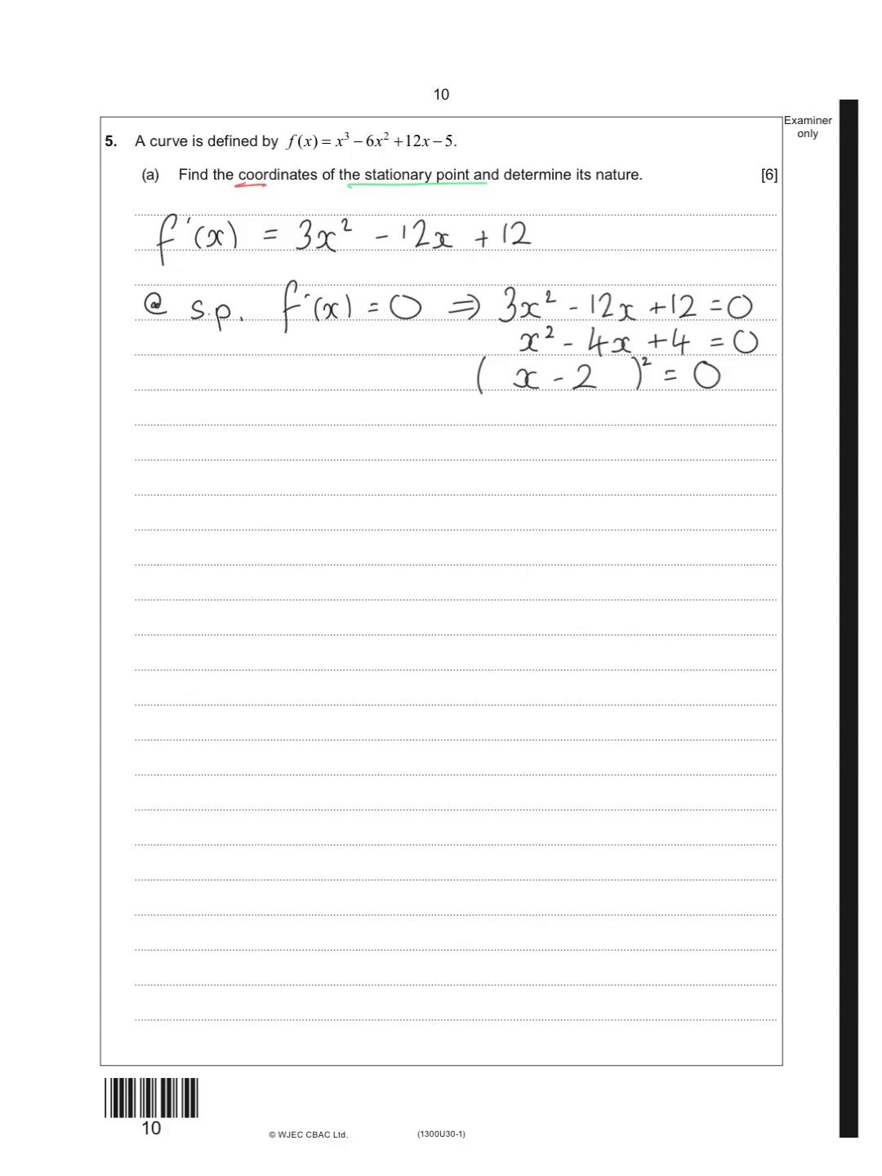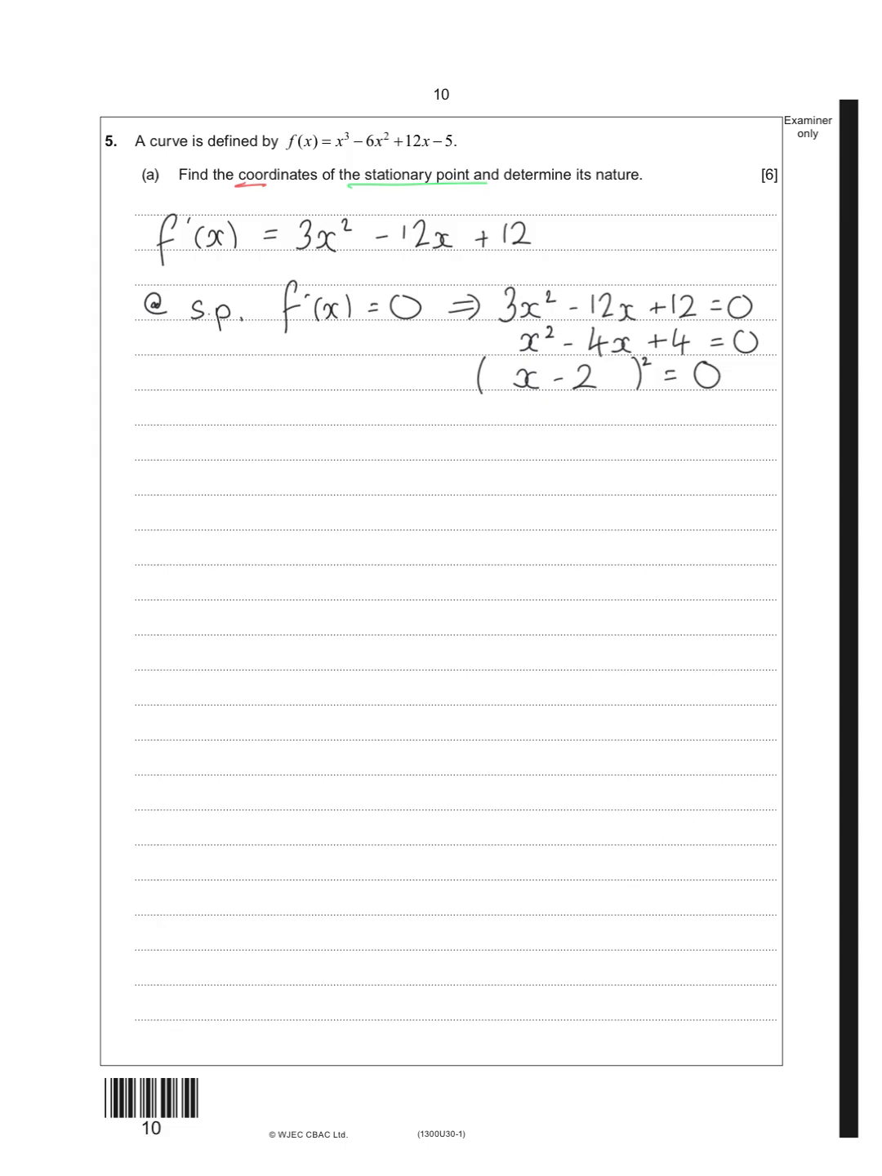So f of 2 equals, I'm going to have 8 minus 24, which is minus 16, plus 24, which is 8, minus 5, which is 3. Obviously, you can use calculators if you want to do that bit. And up to there, we've probably got about 4 of the marks, certainly 3, probably 4.